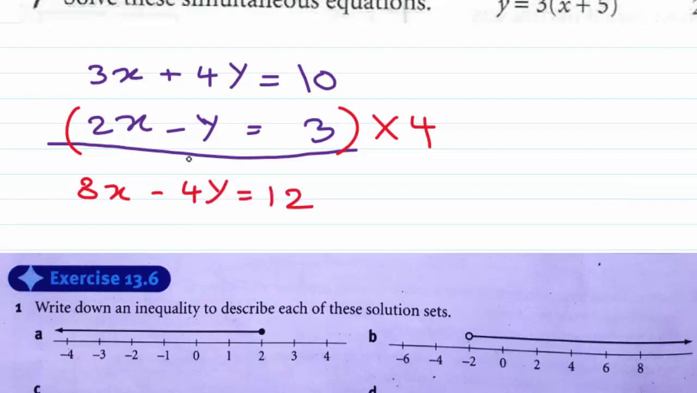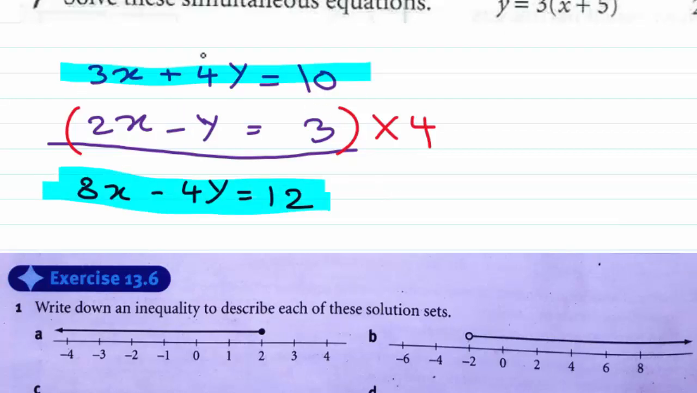This is the second equation. And the first equation is 3x plus 4y is equal to 10. Now we focus on these two equations. Highlighted equations, as you see, 4y is positive here, 4y is negative here. We made the same variables. Since they have different sign, we are going to add the highlighted equations together.